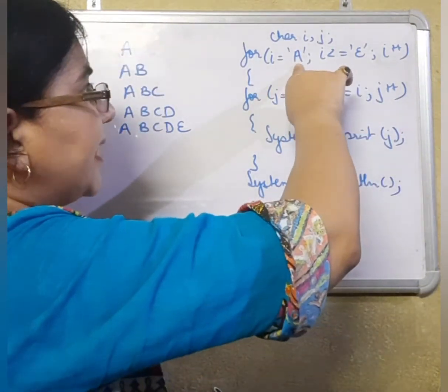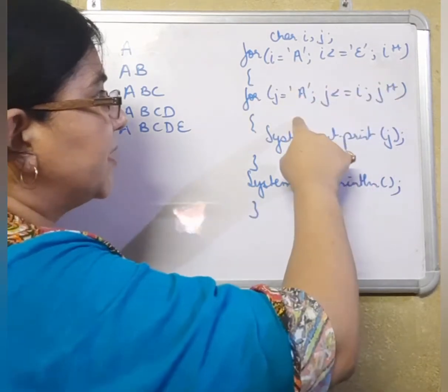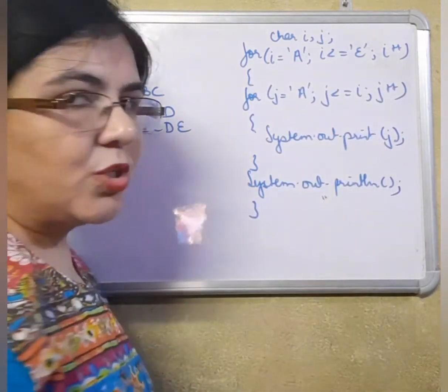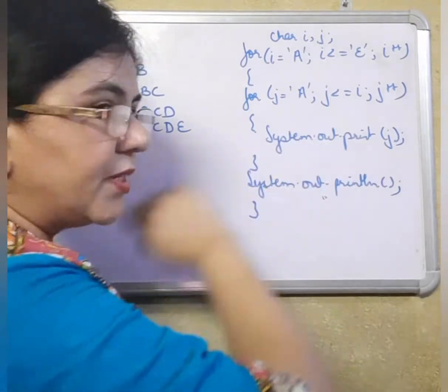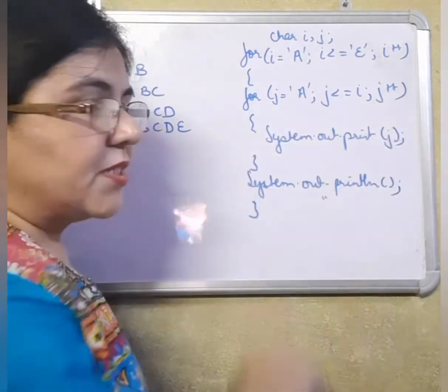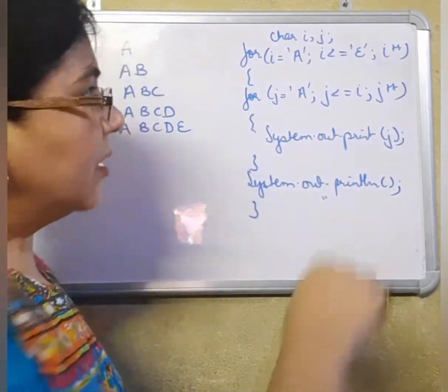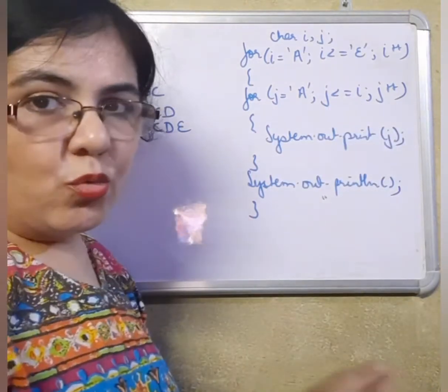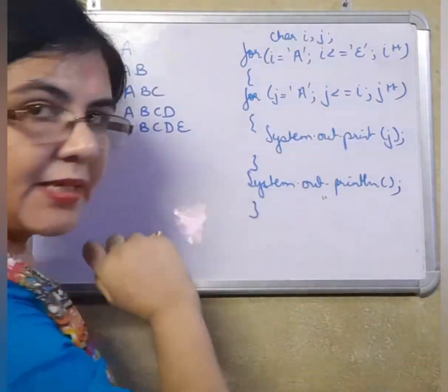So if I is A, less than or equal to E, it will come inside. J is A, less than or equal to A? Yes. So A will be printed. J plus plus and J will become B. B is less than or equal to A? No. It will come to the next line.